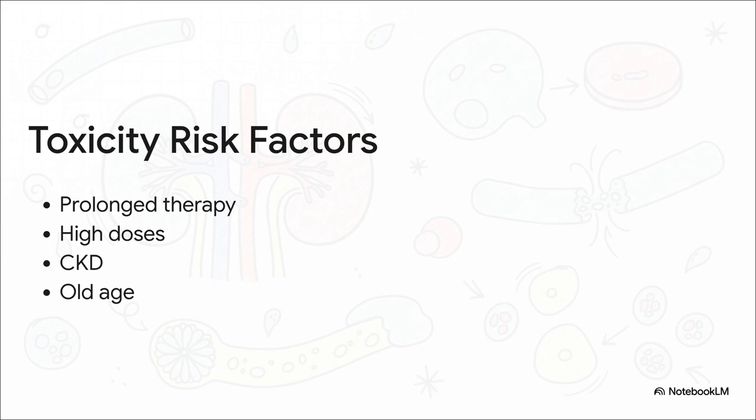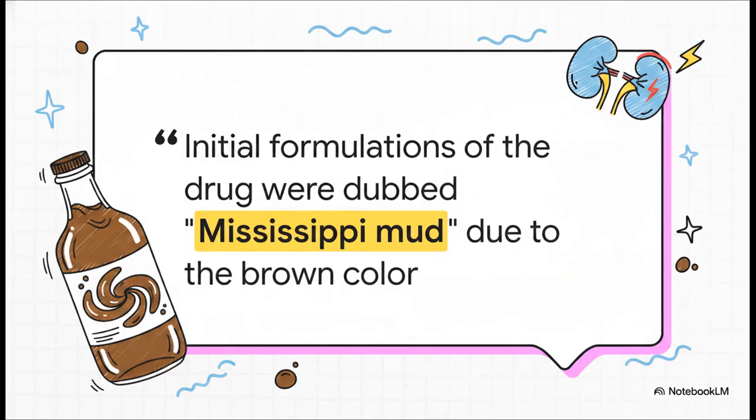Because we know exactly how toxic this pathway can be, you always need to screen the chart before prescribing. What are the risk factors that make this megalin-cubilin pathway even more dangerous? We're looking at prolonged therapy, high or repeated doses, any pre-existing CKD, volume depletion, diabetes mellitus, and advanced age. If your patient has these, you need to be incredibly vigilant with your dosing and monitoring. No exceptions.